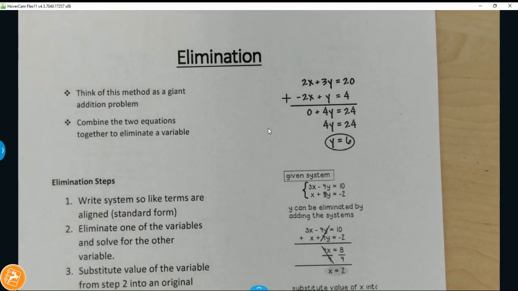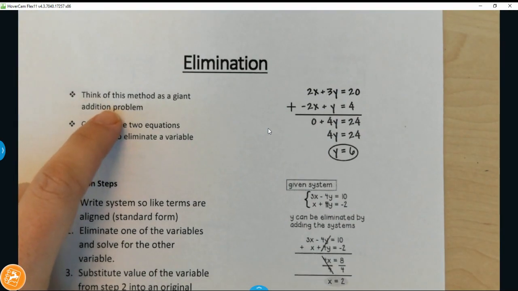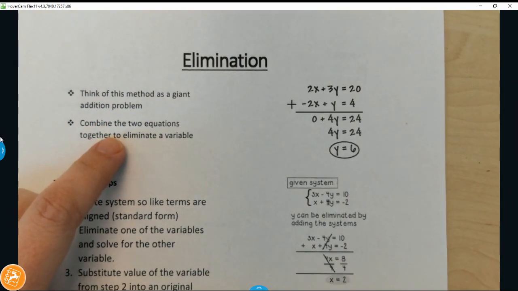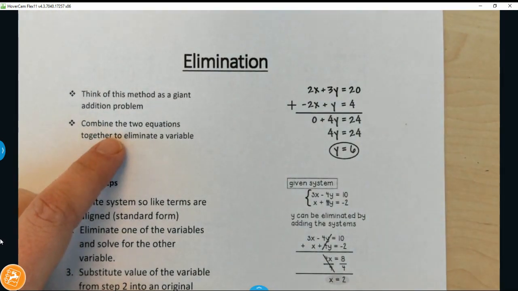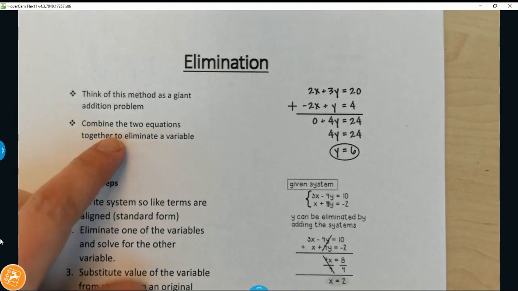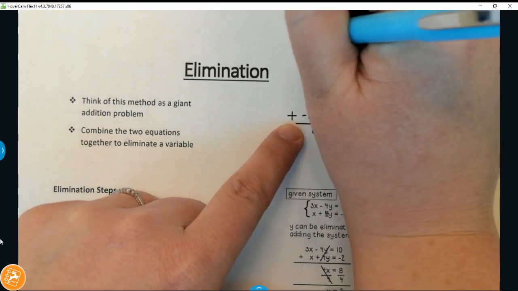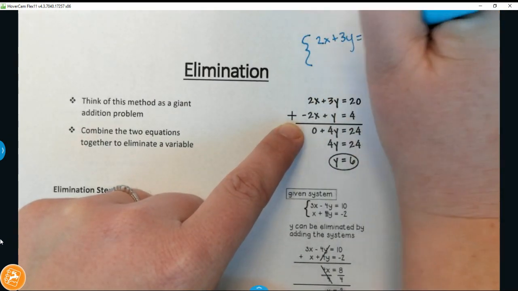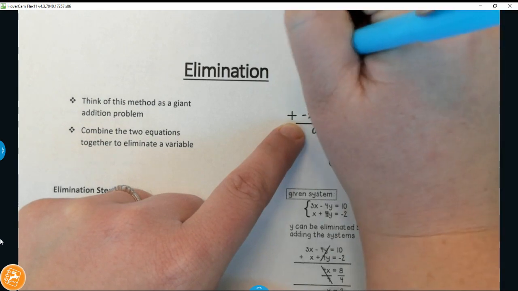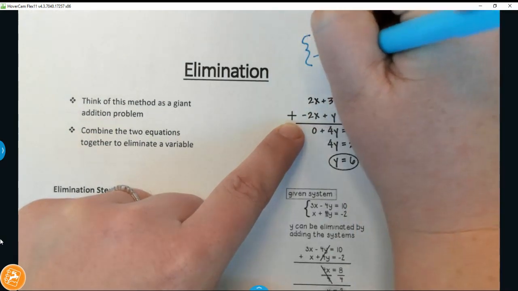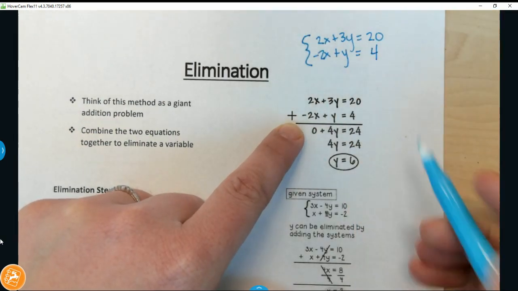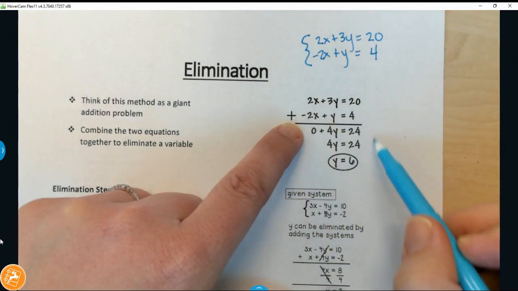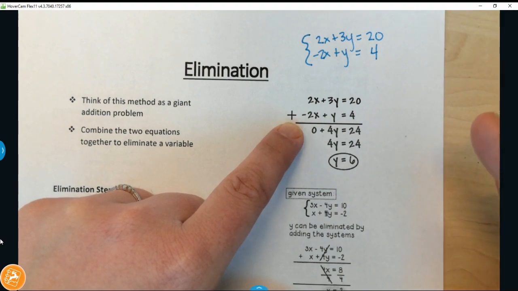To solve a system, you're going to think about this method as a giant addition problem. What you're going to be doing is combining the two equations together to eliminate one of the variables. So if you notice over here, this system would have been 2x plus 3y equals 20, and then negative 2x plus y equals 4. That would have been the system that they started with, and they're showing you this elimination process.